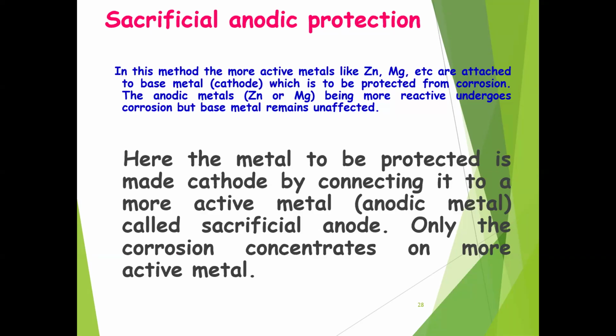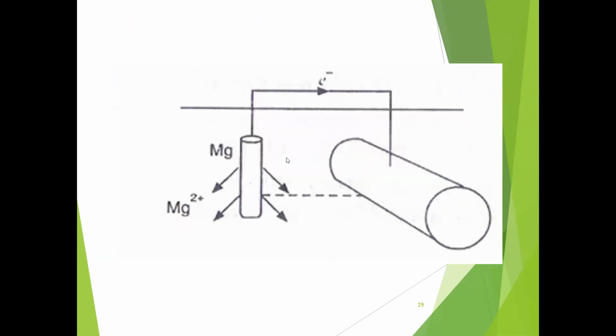And there are advantages. Mainly the advantage of this method is that it is a cheap method, but every now and then we have to periodically replace the sacrificial anode because it continuously loses its life. At a particular time, it would be used up. So at that time, we have to replace it with a new metal. That is the main disadvantage of this method.